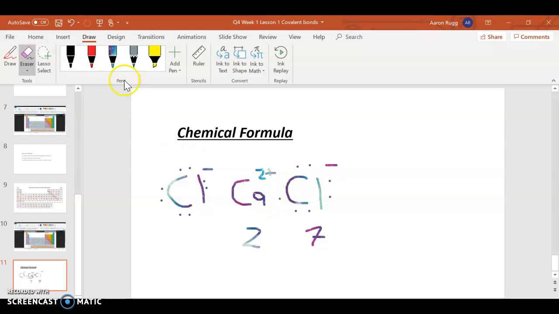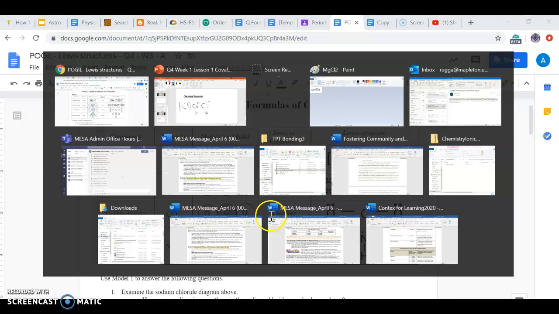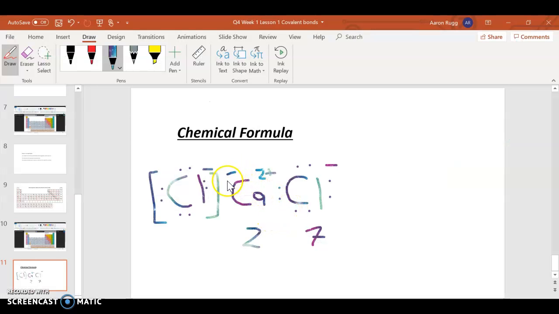I want to draw in 8 around each of these, and then I have to draw in my brackets. If we look back at the model, it's the same thing. The brackets tell us this is ionic. I know this is a little sloppy.